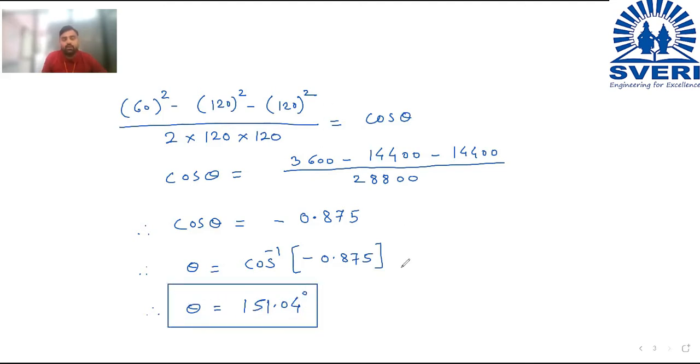Now we need to find out what is alpha. So to find out the alpha, we will use another formula. Our formula is tan of alpha is equal to, in the bracket, q sine theta divided by p plus q cos theta. Now you just need to put the values. Now you know the value of theta, so put that value.